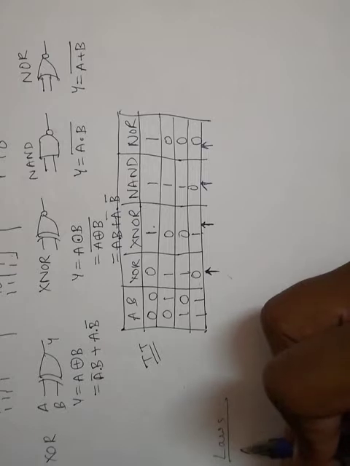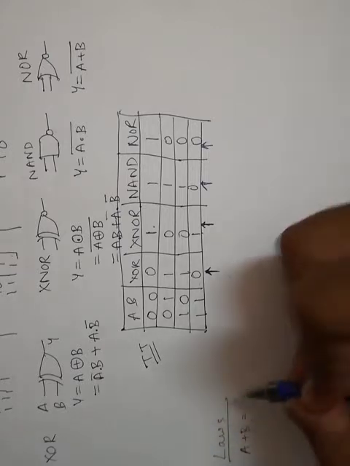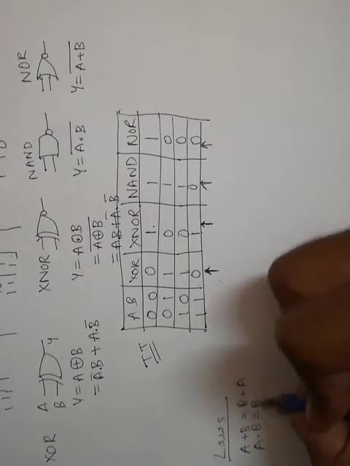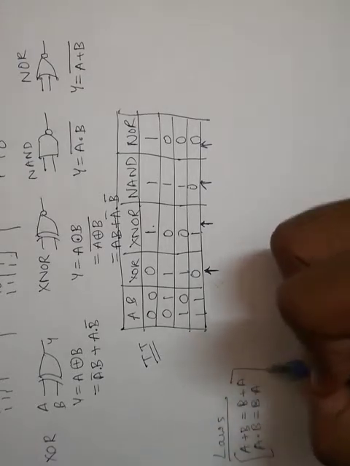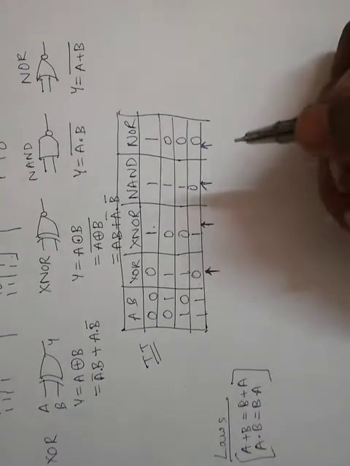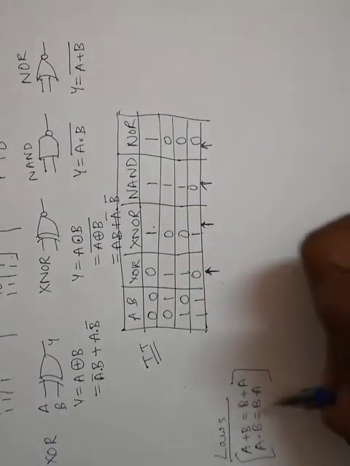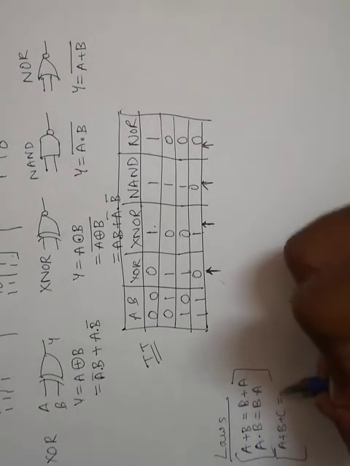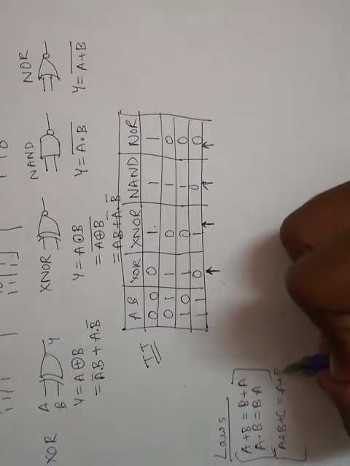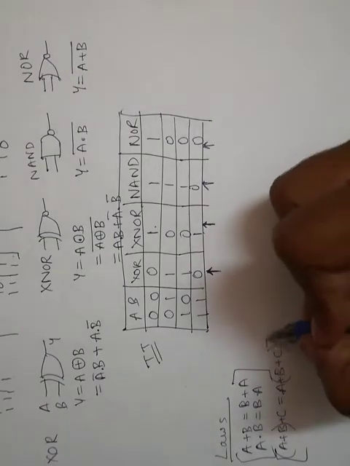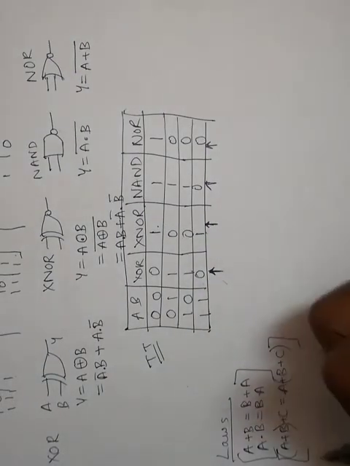Say like commutative law. Commutative law is A or B equals B or A. A and B equals B and A. Means doesn't matter whether we write A or B, we can also write B or A. These are commutative law. Associative law, A or B or C equals A or B or C. Doesn't make a difference whether we do this part first or this part first. Same way with AND operation also.